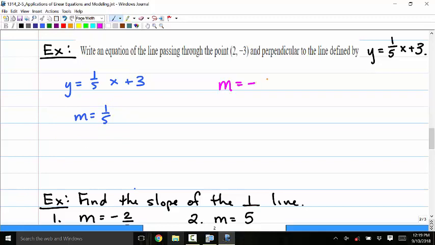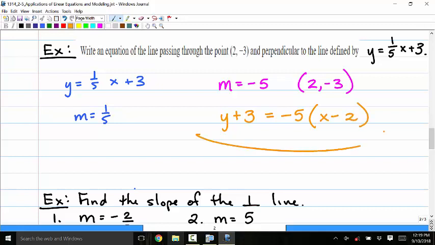-5. -5/1, but -5. So now I have my slope and I have my point. I have the two things I need to write the equation of a line. y minus -3 is equal to the slope times x minus 2. There's my answer.